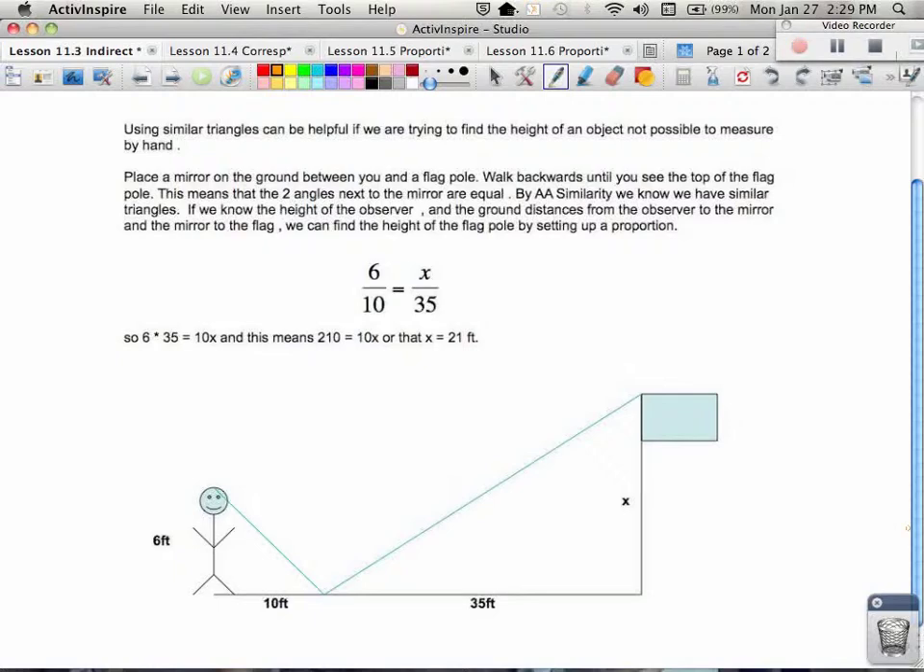the height of a flagpole perhaps, and what we could do is take a mirror and put it on the ground in between you and the flagpole. So here's your mirror down here where the green highlight is. And then you walk backwards until you can see the top of the flag in the mirror. So what you find out then is that the two angles next to the mirror are equal. Or in other words, the angle that's right here is equal to the angle right here.